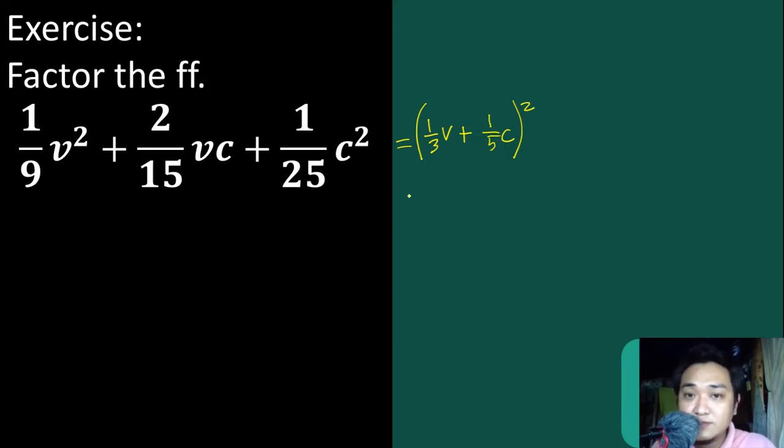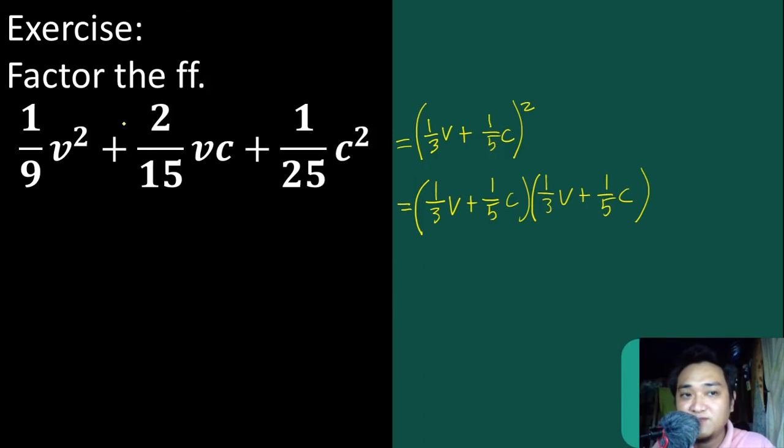So, pag meron ka ng ganito, all we have to do now is to expand the expression. So, that is also the same as 1/3 v plus 1/5 c times by itself. That is also the same as 1/3 v plus 1/5 c. Okay. So, the factor of 1/9 v squared plus 2/15 vc plus 1/25 c squared is the quantity 1/3 v plus 1/5 c squared, or the quantity 1/3 v plus 1/5 c multiplied by itself.